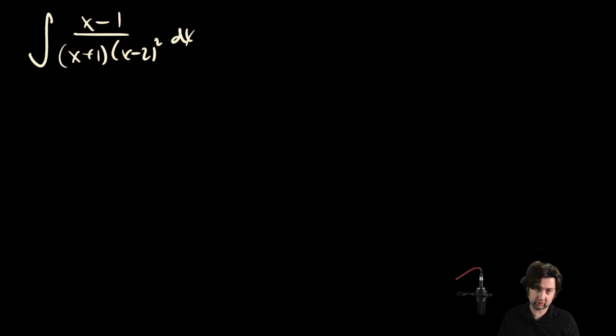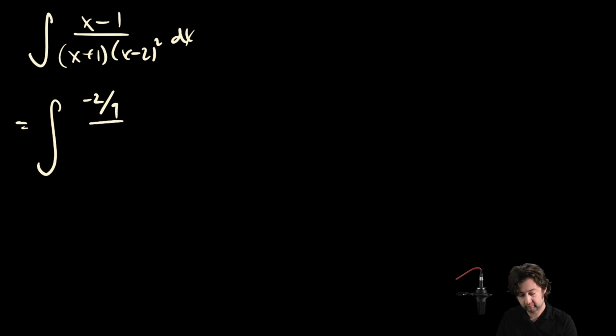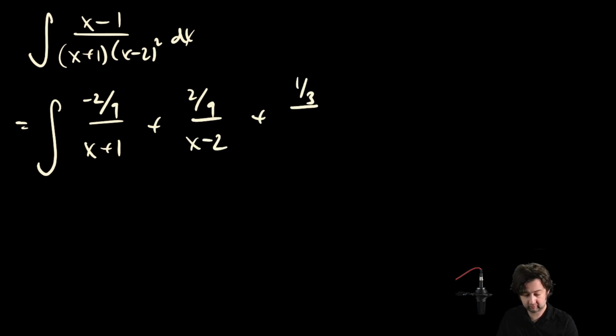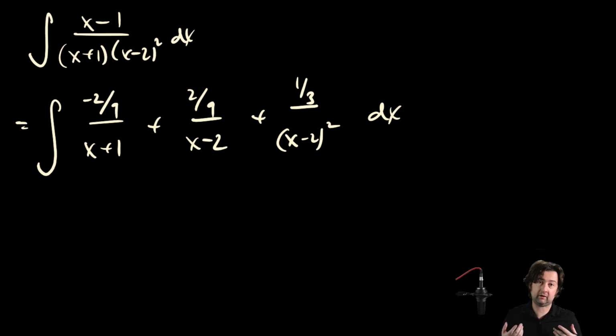So we started with the integral of x minus 1 over x plus 1 times x minus 2 squared dx. And what we've shown is that I could rewrite this as the integral of minus 2/9 over x plus 1, plus 2/9 over x minus 2, plus 1/3 over x minus 2 squared. And I have a technique for each one of these. I see natural logs here, and then I also see a regular old u substitution.